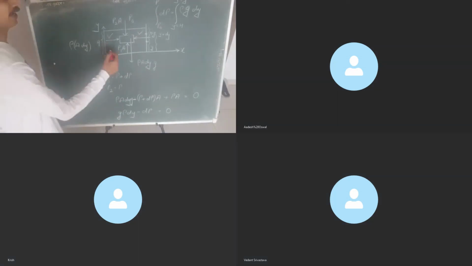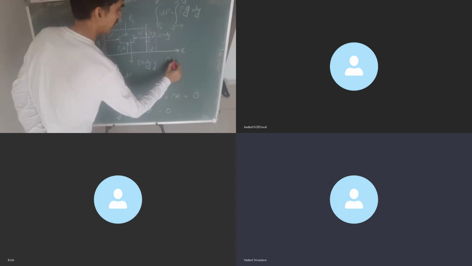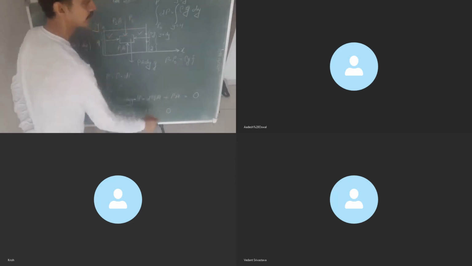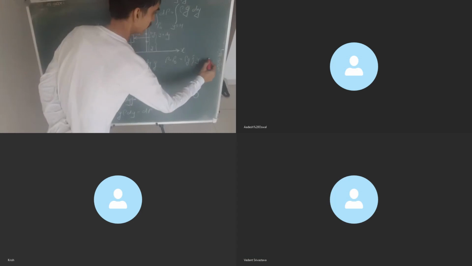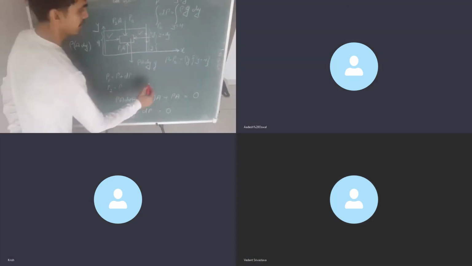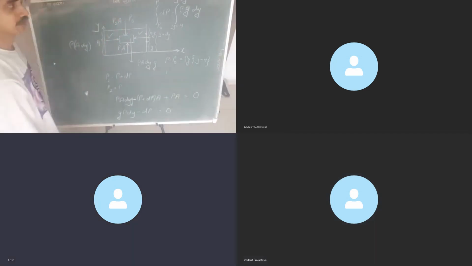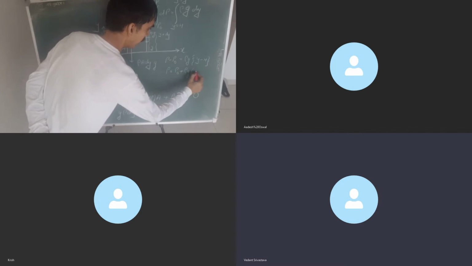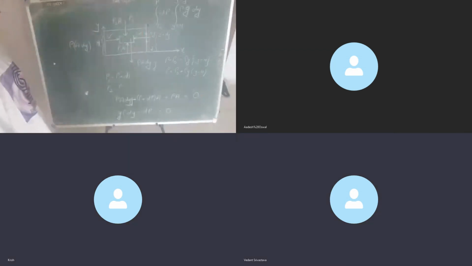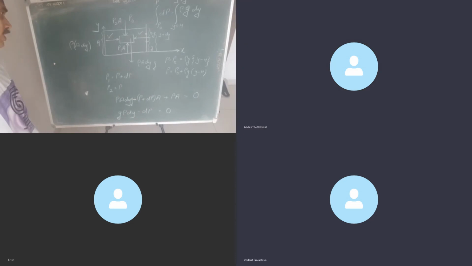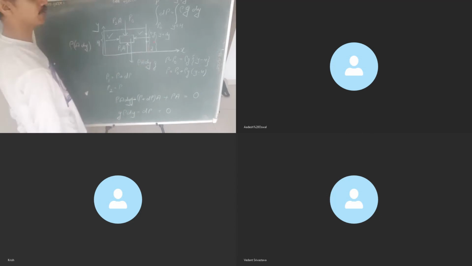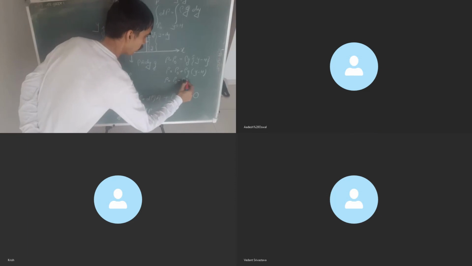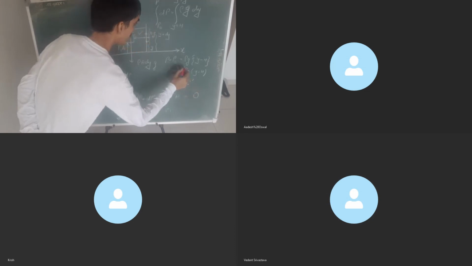Using it, tell me what you will get after integration. P minus P naught is equal to rho g bracket open y minus H, so that will be negative. P is equal to P naught plus rho g (y minus H). But y minus H is equal to minus of (H minus y). So P is equal to P naught minus rho g y prime. I'm writing this length as y prime.